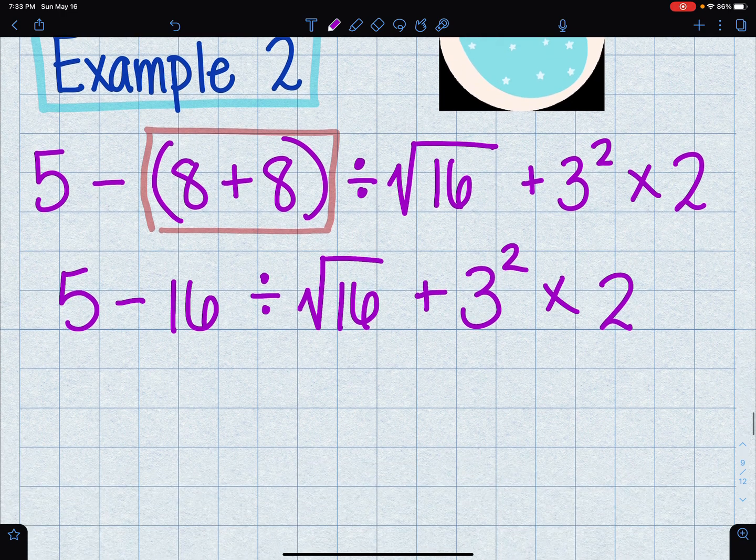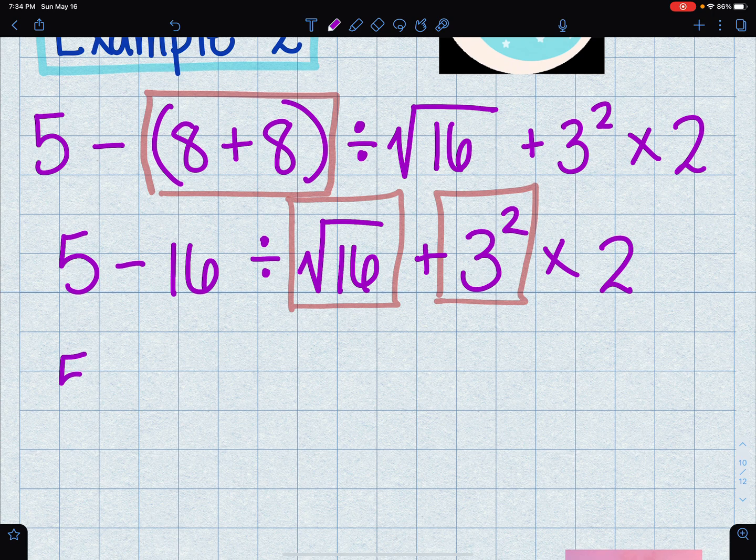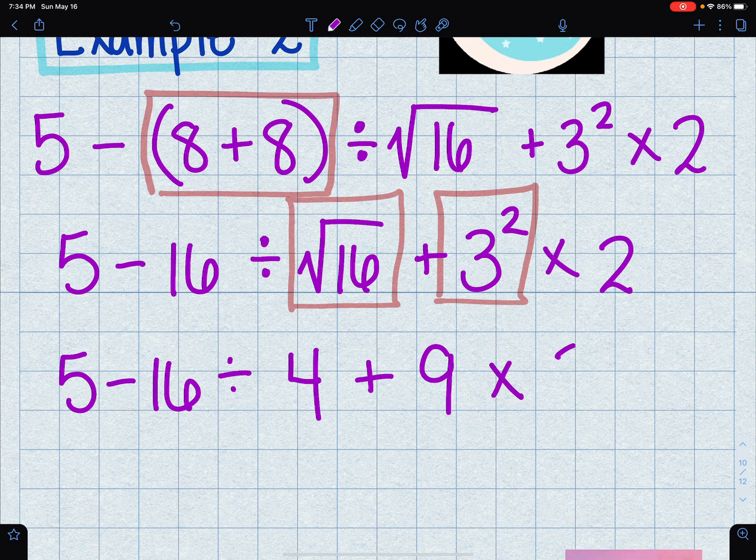Okay, please excuse. The next step is to do exponents and roots. So we're going to do exponents, which is this one, and we're going to do roots, which is this one. And you do them from left to right. So it's going to be 5 minus 16 divided by, what's the square root of 16? We're going to change that to 4. Plus, what is 3 squared? We're going to change that to 9. And then we're going to multiply by 2.